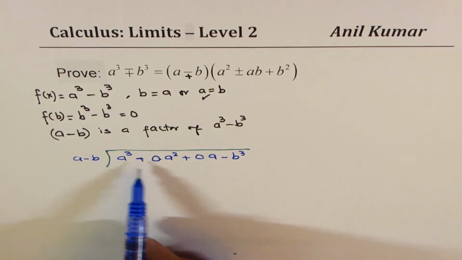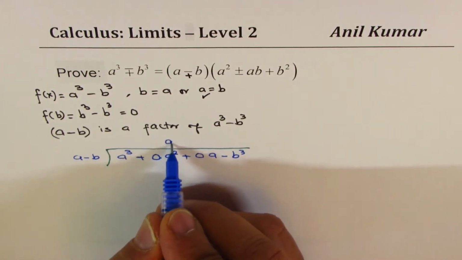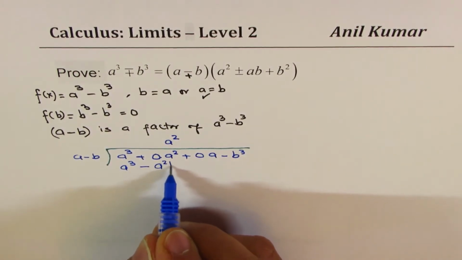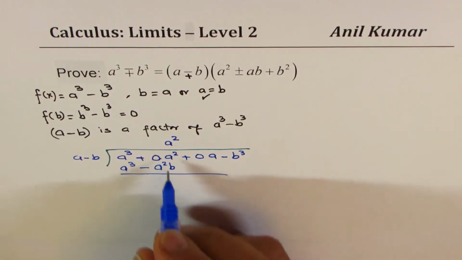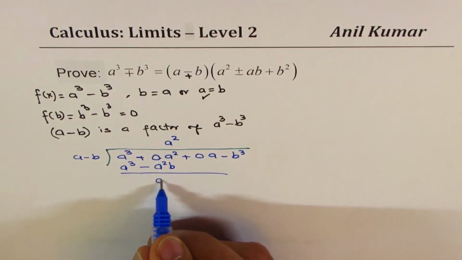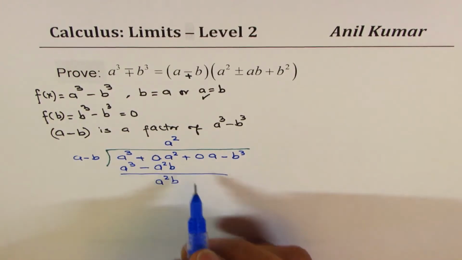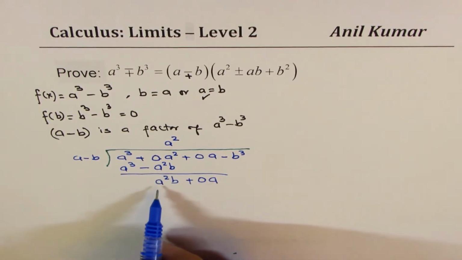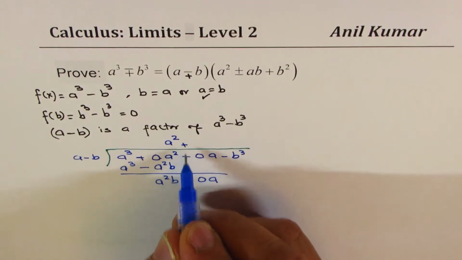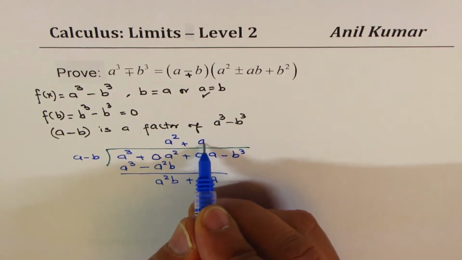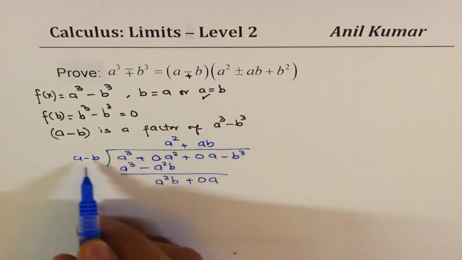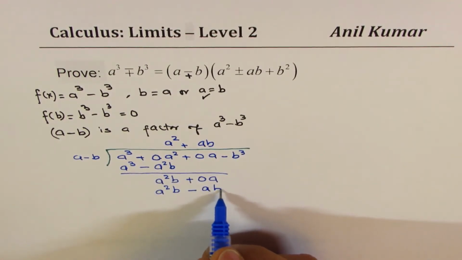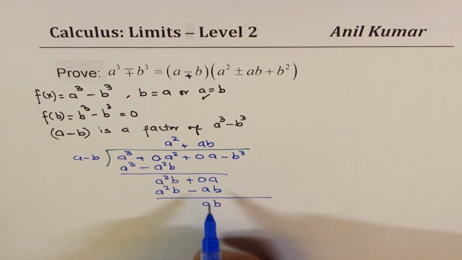Dividing by a binomial will take two terms. So we have to multiply by a square. That gives us a cube minus a square b. And when you take away that, this becomes positive. You get a square b here, that is 0. Bring down the next term, which is 0 times a. Now, we need to multiply by ab, right? So that goes in the quotient. When you multiply by ab, we get a square b minus a b square. We are left with ab here, that is 0.